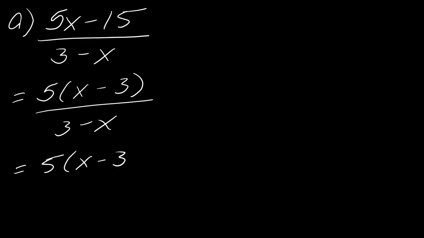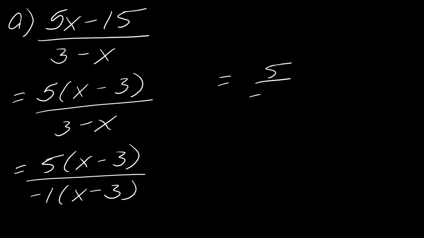Let's do that to the bottom. So I'm going to factor out -1. And when I do that, that allows me to flip the order of the expression. And okay, so now I can cancel out x minus 3. So this becomes 5 over -1, which is just going to equal -5.